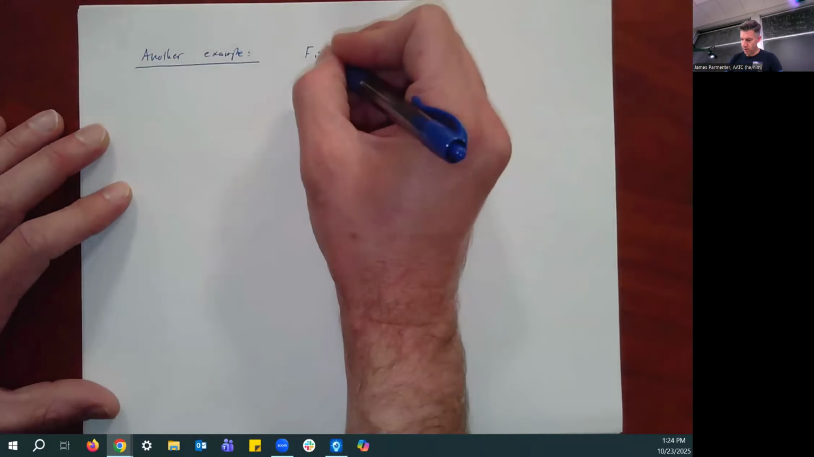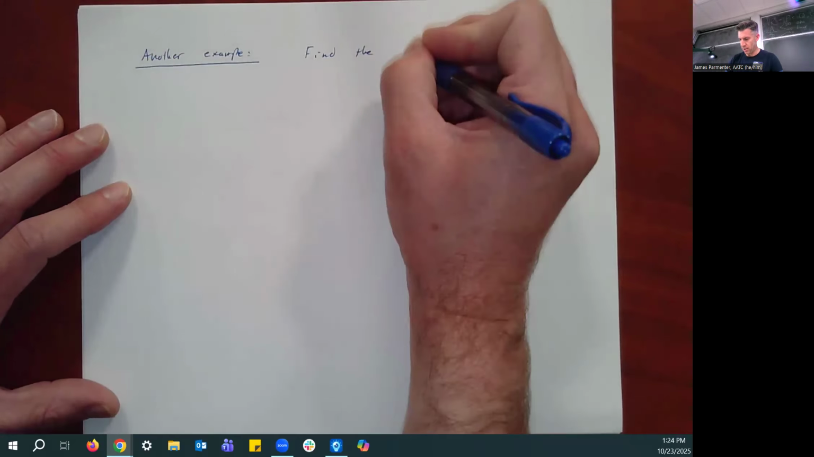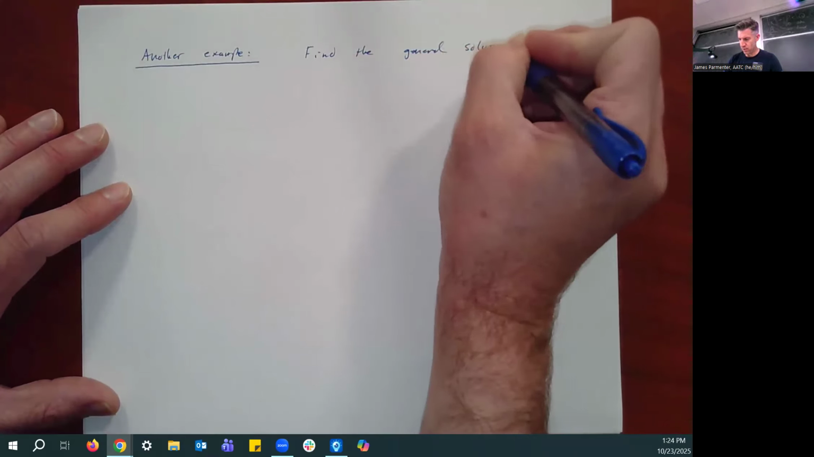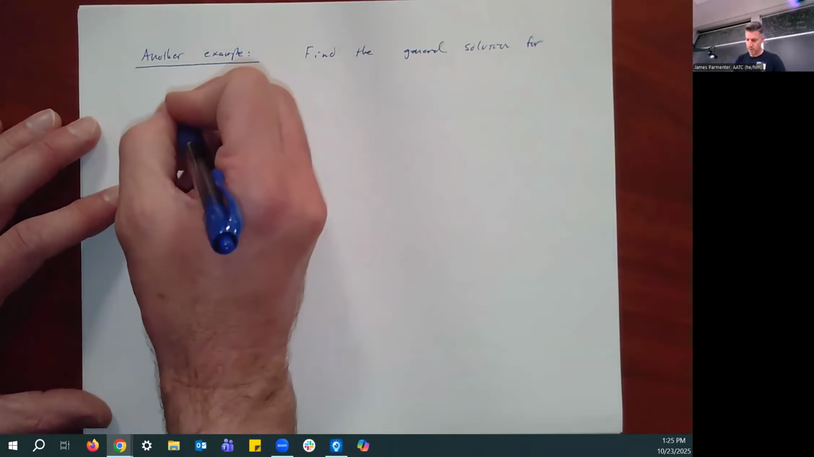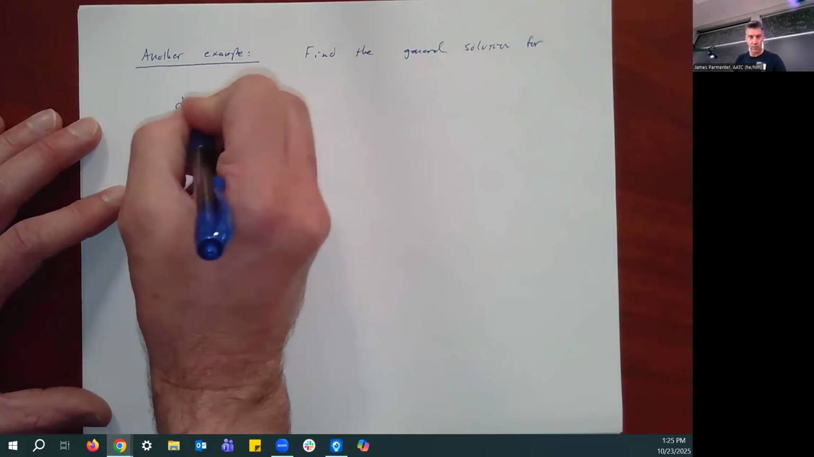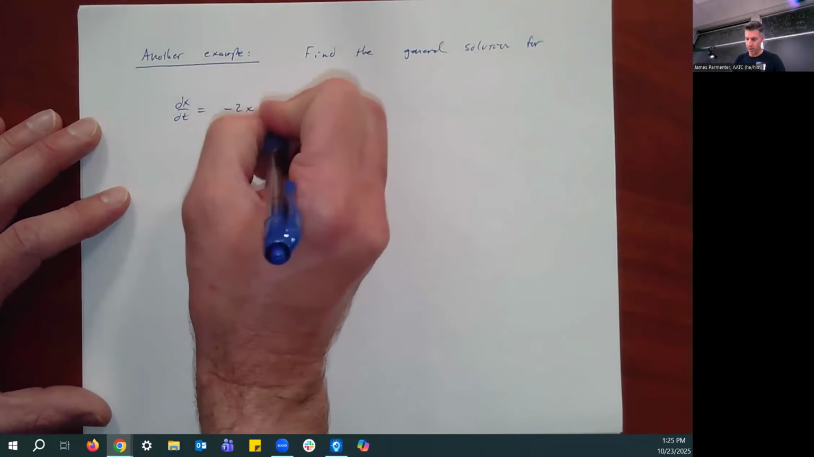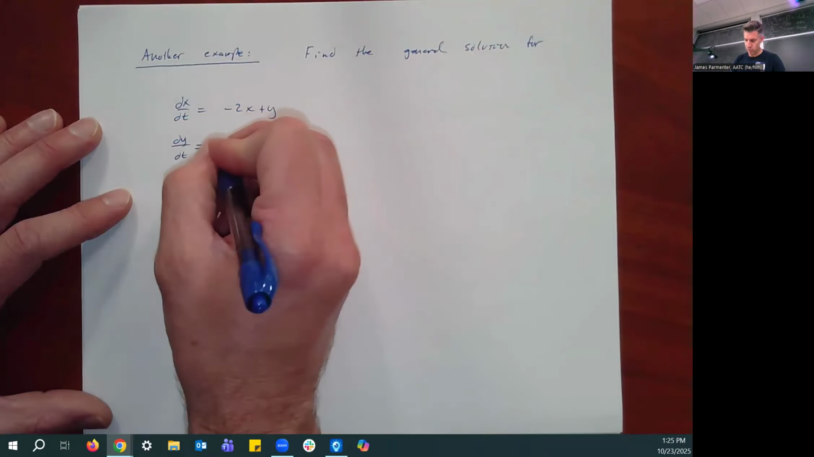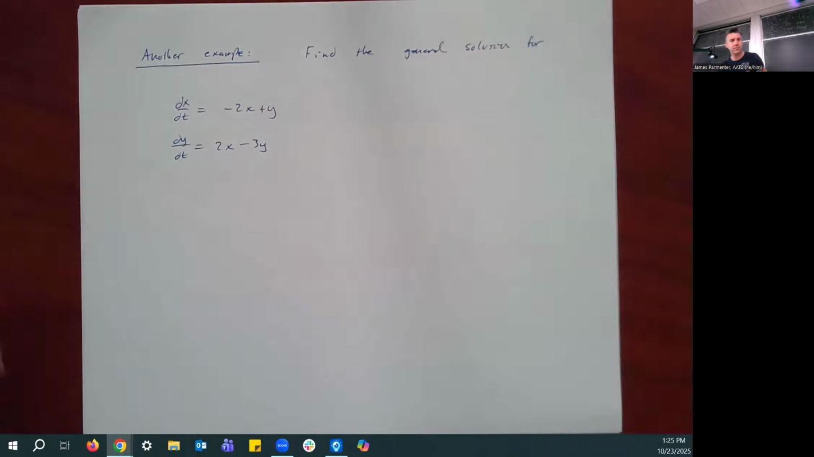So, find the general solution for the system dx/dt equals negative 2x plus y, dy/dt equals 2x minus 3y. We probably won't finish this today.